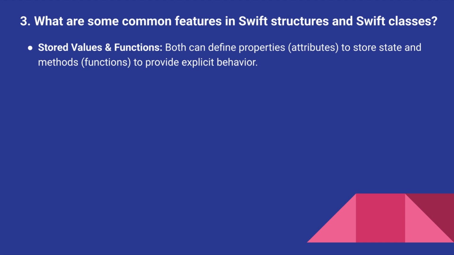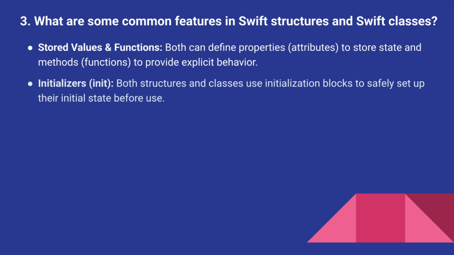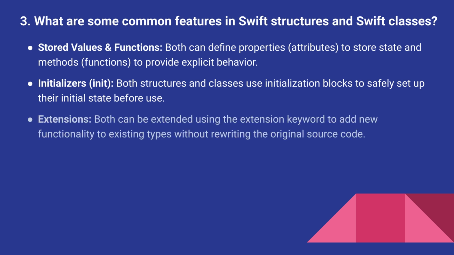They can both define properties or attributes to store state, and they can both define methods or functions to provide explicit behavior. Additionally, both types rely on initializers. Using the init keyword, both structures and classes build initialization blocks to safely configure their initial memory state before any other part of your application tries to access them.